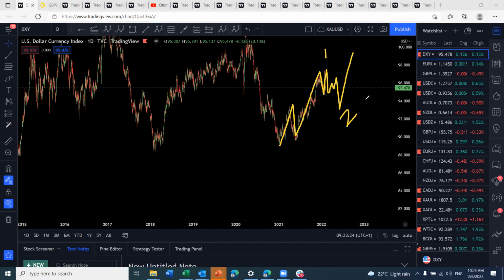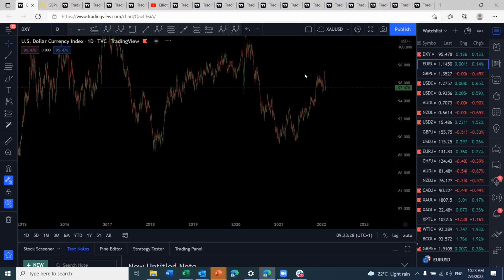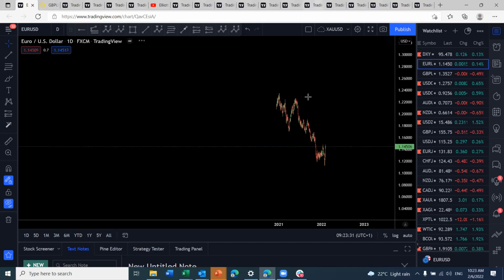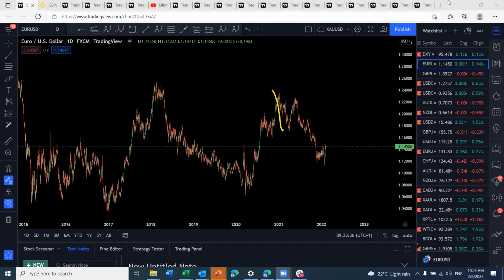This is where we are currently with the DXY and the euro as well on the daily. Let's have a look at the euro on the daily. We'll have similar. As you can see here, this is making 5 waves. This is wave 1, 2, 3 here. This could even be 1, 2, 3. All of this could be a wave 3, and this could be a whole wave 4.